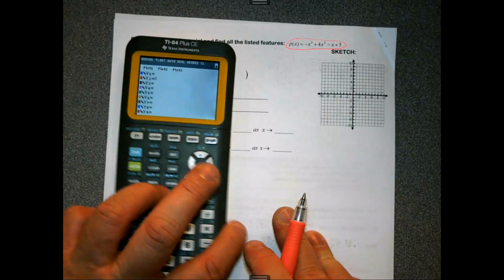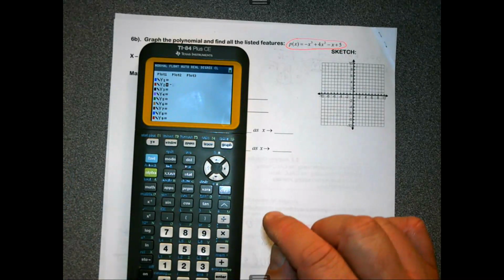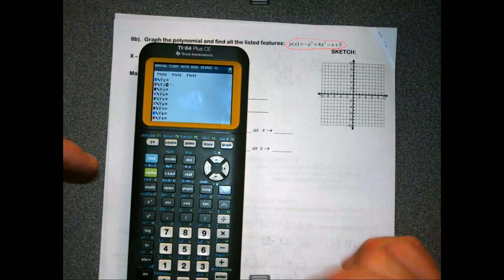So I have a negative x cubed. Don't use a minus sign. I've done that way too many times. I want to break something here.